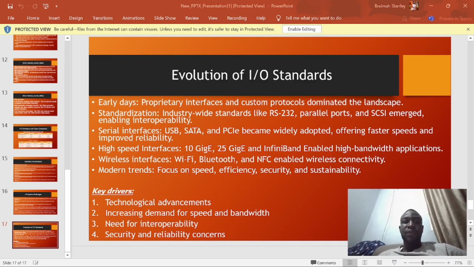And the next one, security and reliability concerns. We need to make our data secure and our connections so that they don't suddenly stop working. That keeps things safe and dependable.